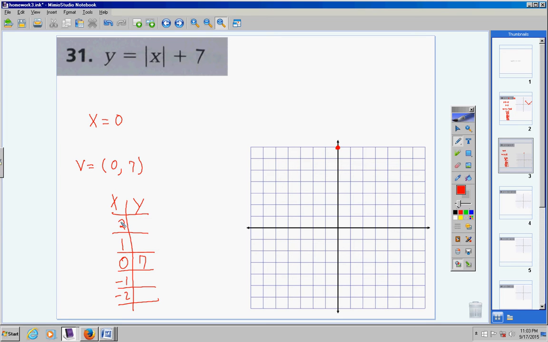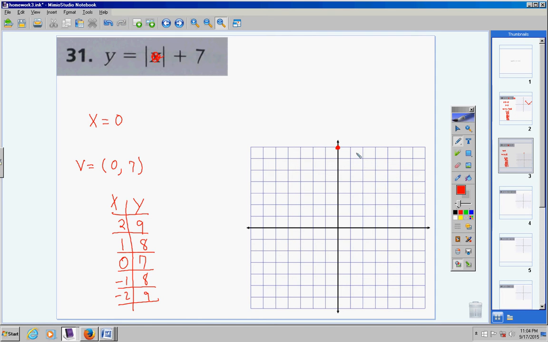And here we go. Put a 2 in for x right here. The absolute value of 2 is 2. 2 plus 7 is 9. Now put a 1 in for x. The absolute value of 1 is 1. 1 plus 7 is 8. Now put a negative 1 in. The absolute value of negative 1 is 1. 1 plus 7 is 8. And then put a negative 2 in. The absolute value of negative 2 is 2. And 2 plus 7 is 9.